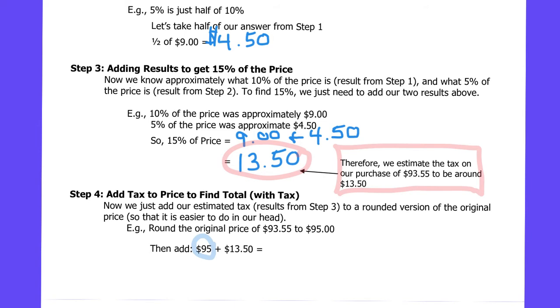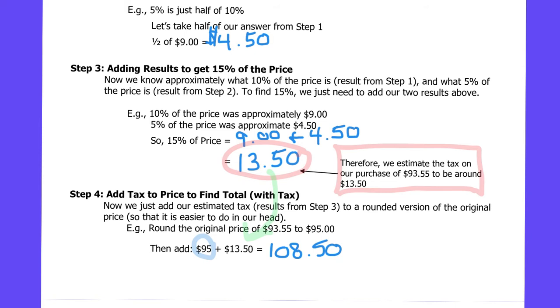And now we're going to add our tax to that. So that's what we just calculated in step 3. We're going to add that on. And when we do, we're going to get $108.50. So this is kind of adding that we can do in our head, maybe just by counting a little bit, maybe using your fingers. But again, we don't need a calculator to do this. So that's how we estimate our tax and our total.